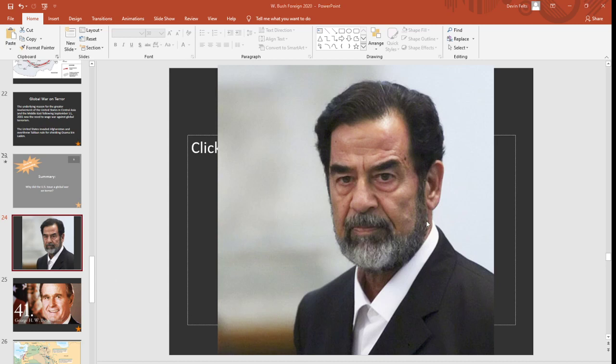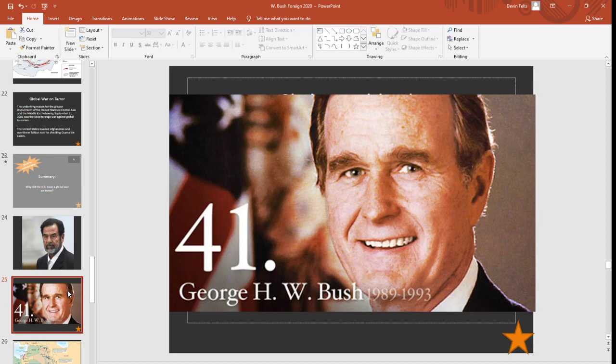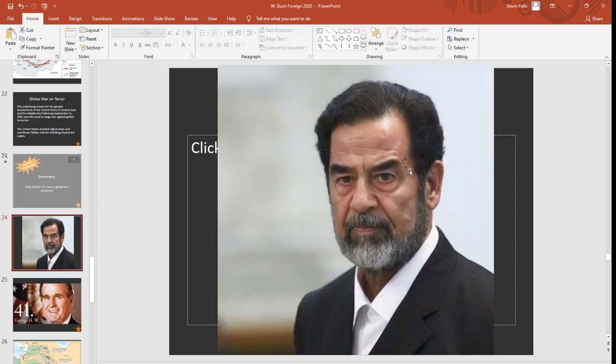Okay. So, this gentleman right here, his name is Saddam Hussein. He is the ruler or the leader of Iraq, right? I believe he rules from the late 1970s all the way until 2003 when the US invades.